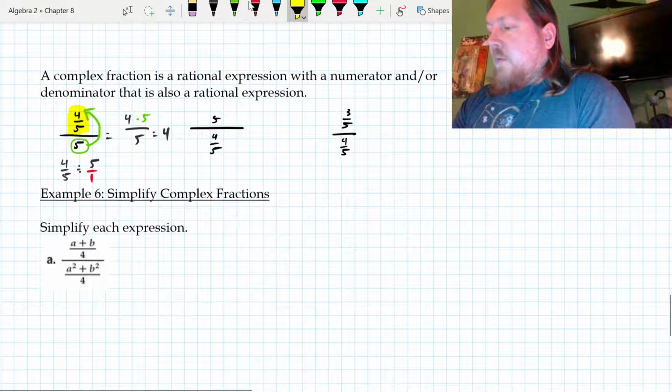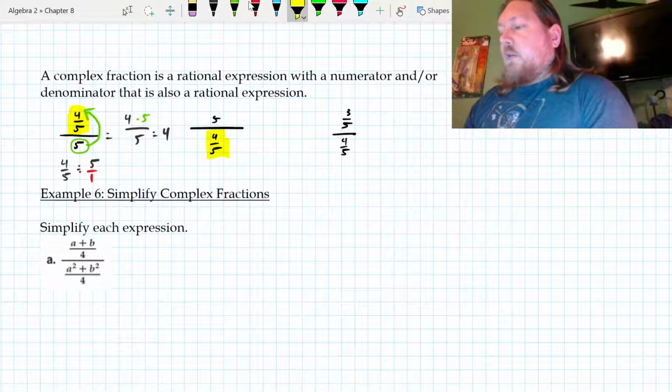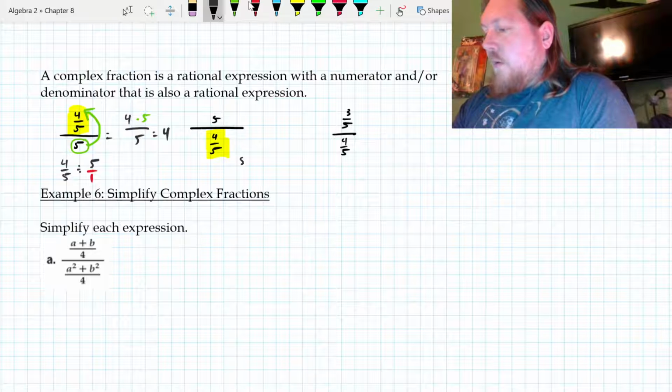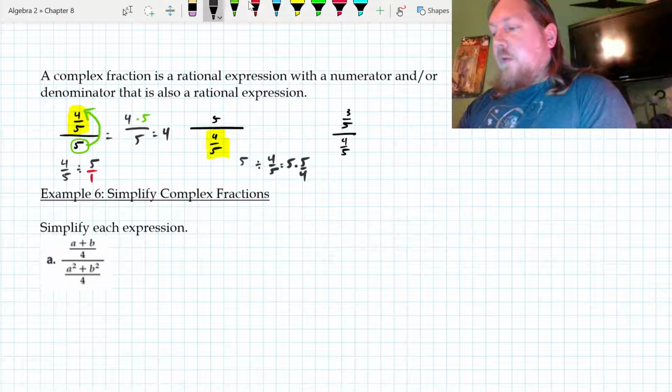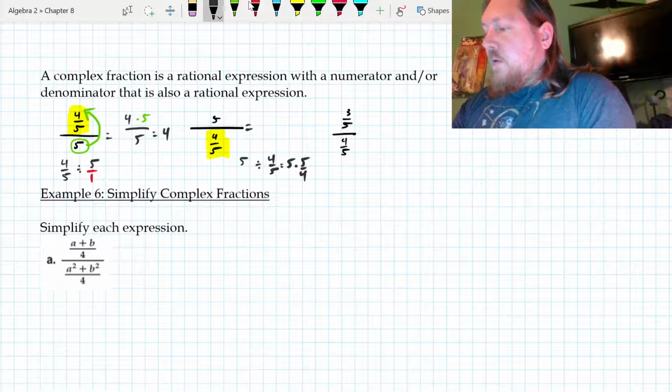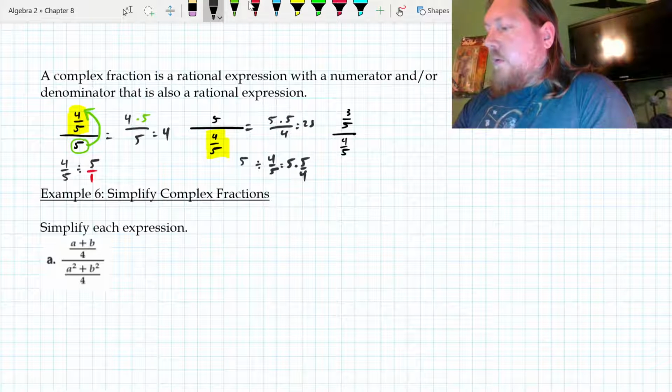Now, if the rational is in the denominator, 5 divided by 4/5 turns into 5 times 5/4. So whenever you divide by a fraction, you flip it and you multiply. So this becomes 5 times 5 over 4, or 25/4.